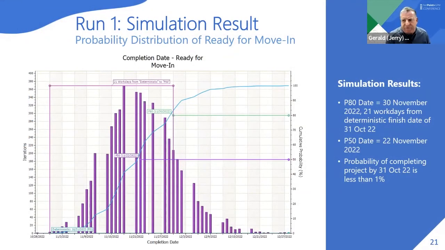From a standpoint of what results the students would prepare, this would be the classic probability distribution output. The end part of the network was a milestone saying ready for move in, meaning that all the construction work is done, all the commissioning work is done, it passed through the city inspection, and they're able to now move equipment as well as staff into the building.